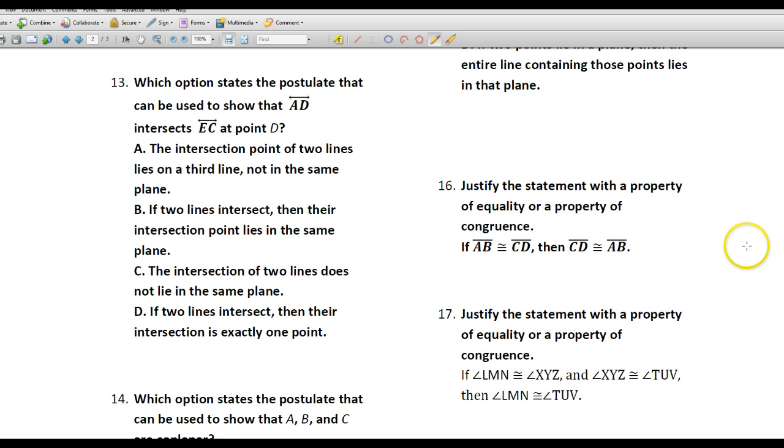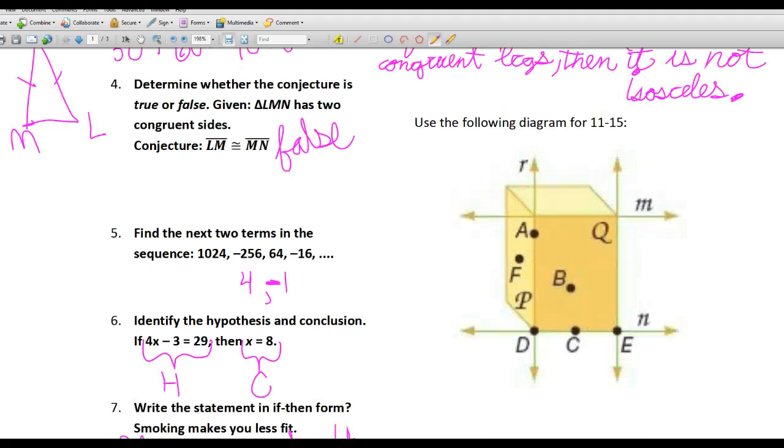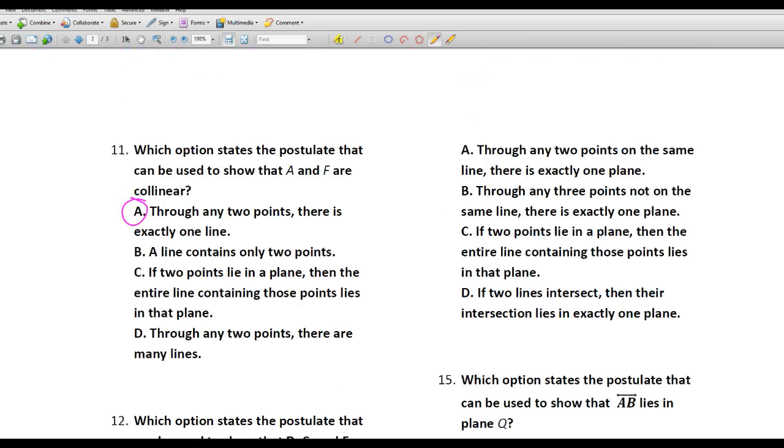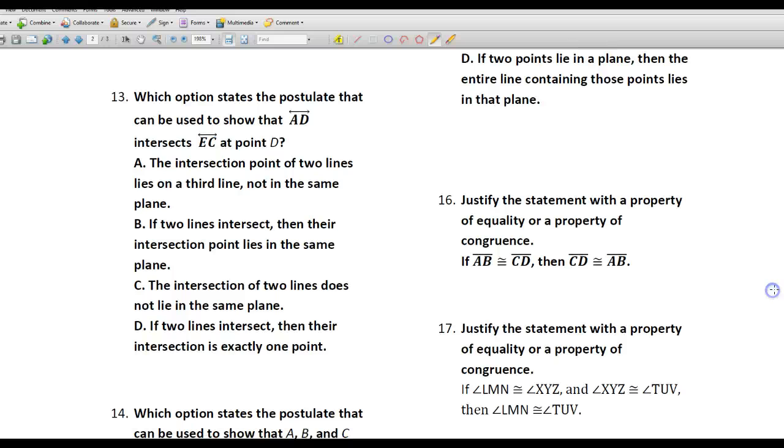Number 13, which option states the postulate that can be used to show that lines AD and EC intersect at point D? So AD and EC, and the diagram does show that they intersect at this point right here, labeled D, which is true because if 2 lines intersect, then their intersection is exactly 1 point.